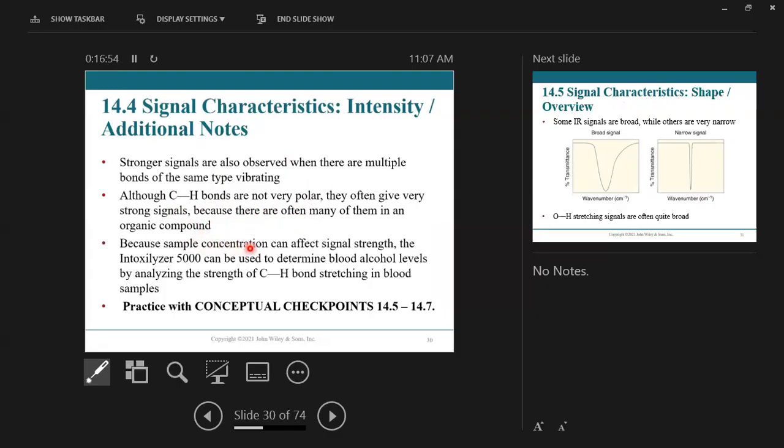It says because sample concentration can affect signal strength, basically this Intoxilyzer, which is a breathalyzer, can be used to determine blood alcohol levels by analyzing the strength of carbon-hydrogen bond stretching in blood samples. These are blood alcohol levels, not breathalyzers. Sorry, the book does talk about using this as a breathalyzer too, though, in this chapter.